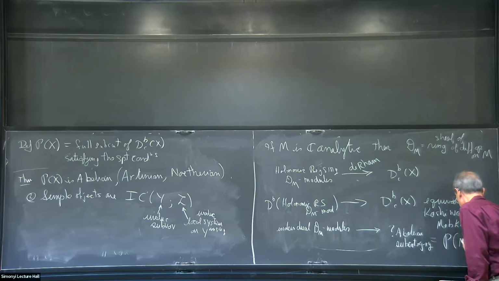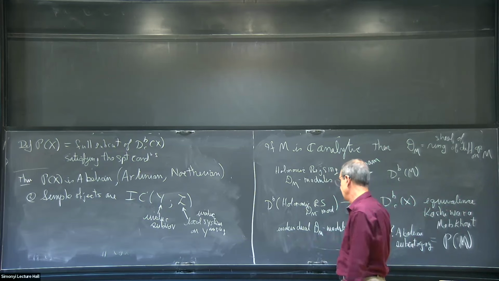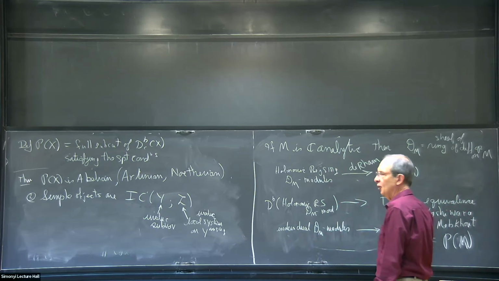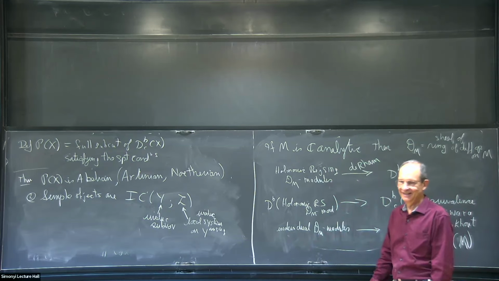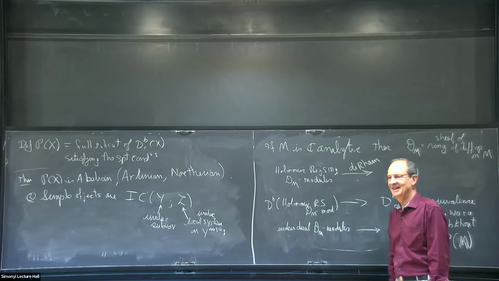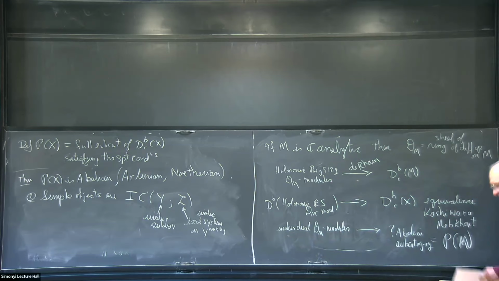Mark, what's the word to the left? Perverse sheaves on it. What's the word at the bottom left, to the left of D-module? What does it say? I thought that was "individual." Individual, thank you. It's not a complex, just a single D-module. I couldn't read it either.